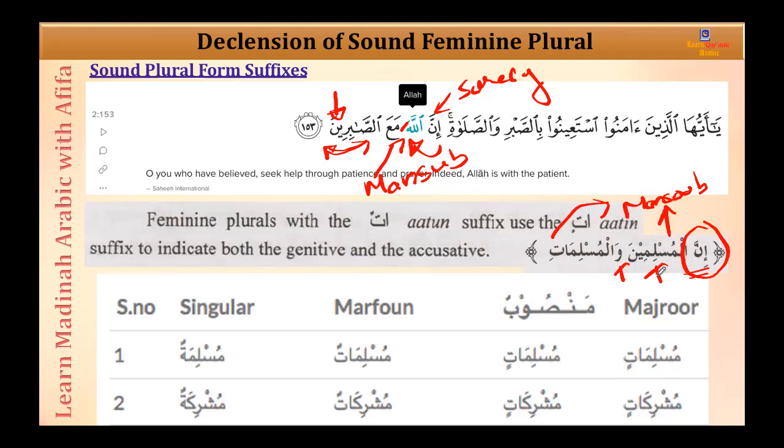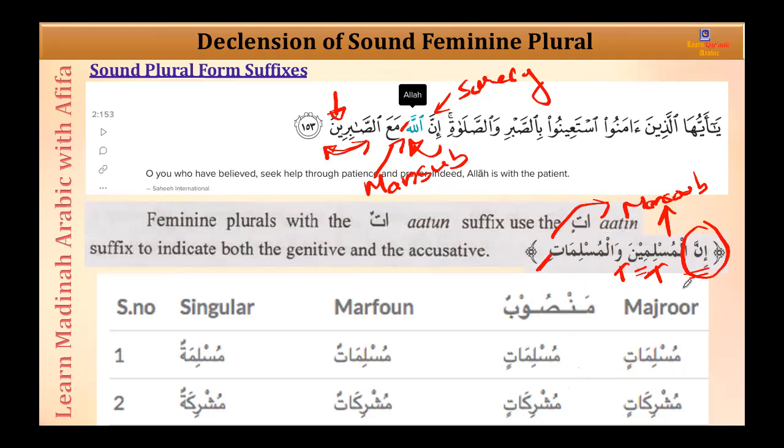So here, how is it mansub? Because it's a plural, it's shown by the ya, because this is a masculine plural. Muslimina, masculine plural, right? That's why it's represented. The mansub case is represented with the ya. Here, the mansub case, because it's a feminine sound plural, you are expecting it to have a fatha, but it won't have a fatha because it's an exception. So it will have a kasra.